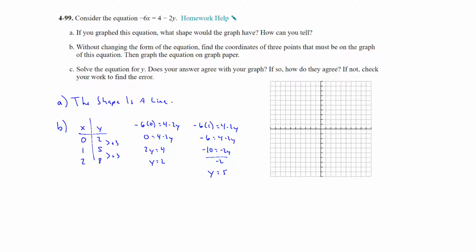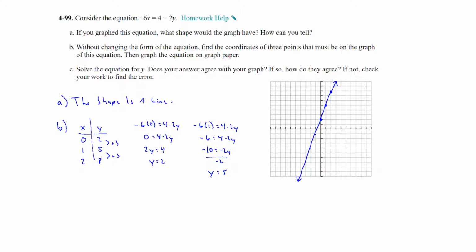We found the coordinates of 3 of the points, and then we will graph these 3 points on the graph paper here. So x is 0, y is 2. That's the y-intercept. Then (1, 5) and (2, 8). And then we can graph that line. Trying to graph it accurately, I'm going to get a couple more points. There we go.